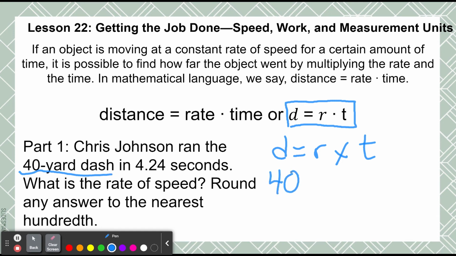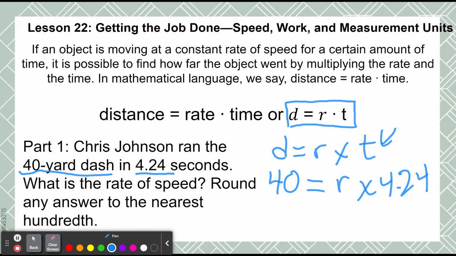So 40 is the D in 4.24 seconds. I know that that represents the time. So I don't know what the rate is. So that means that R times 4.24 is going to give us his rate of speed. So that means some number times 4.24 equals 40. And the way we find that out is by dividing.